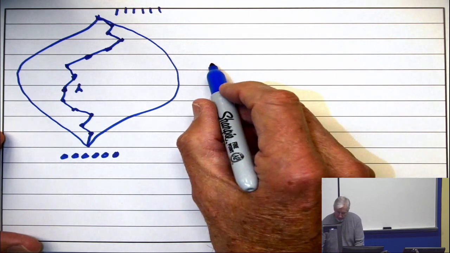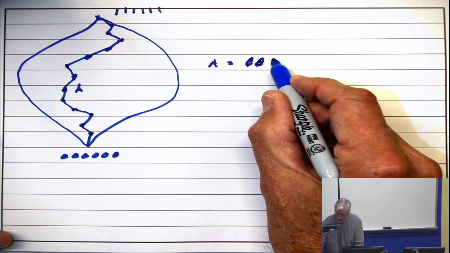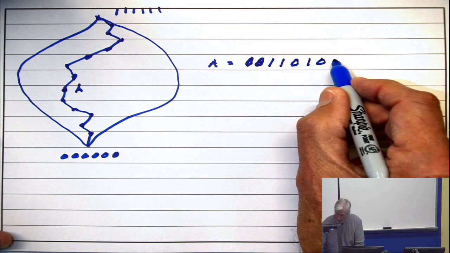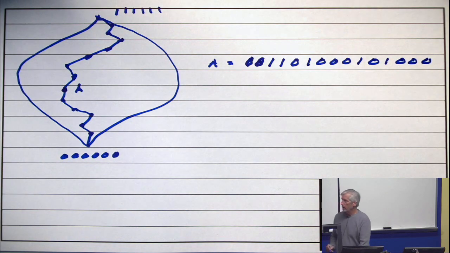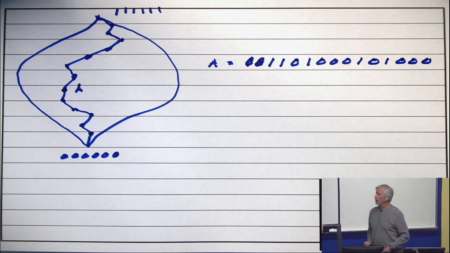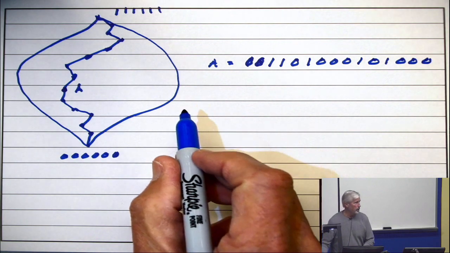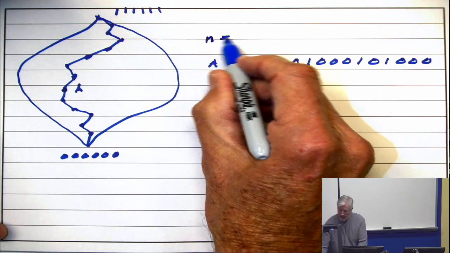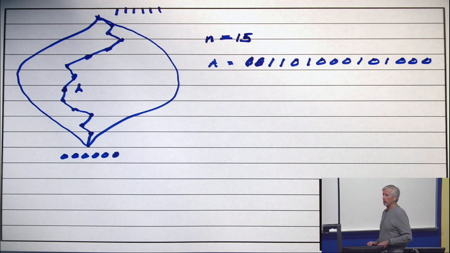So suppose A looks like this. 0, 0, 1, 1, 0, 1, 0, 0, 0, 1, 0, 1, 0, 0, 0. Now, if that's A, what is N? What is N? 15? Agreed? Okay, so N in my example here is 15. A corresponds to a subset of 1 up to 15.